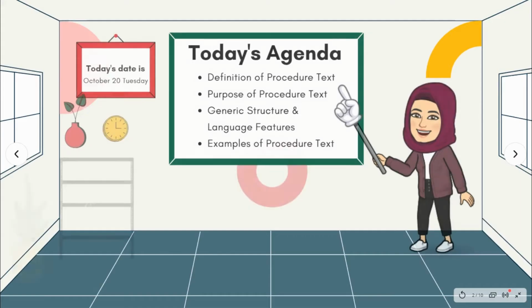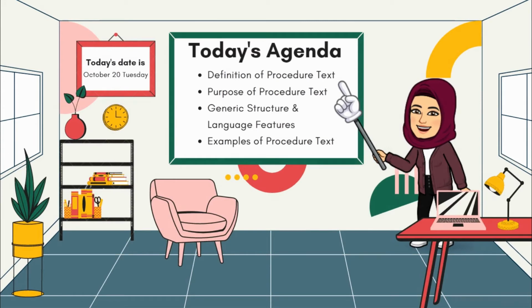Ways, steps, tips on how we do, cook, or anything else, we call procedure text. So, today's agenda, we will discuss the definition of procedure text, and then the purpose of procedure text, the generic structure, and of course language features, and the last is examples of procedure text.